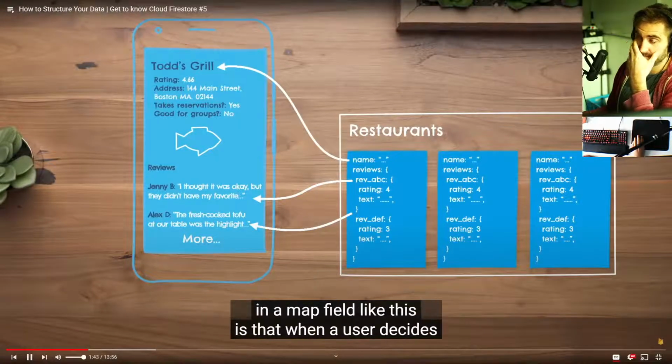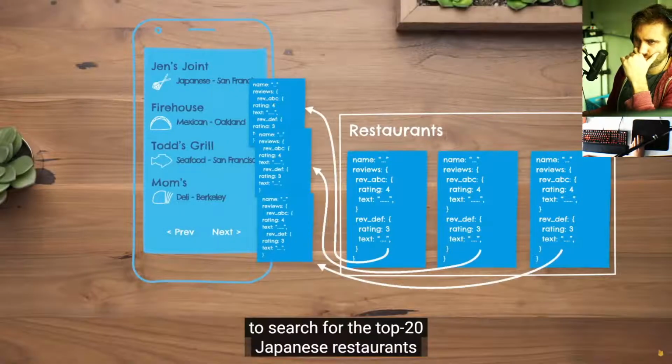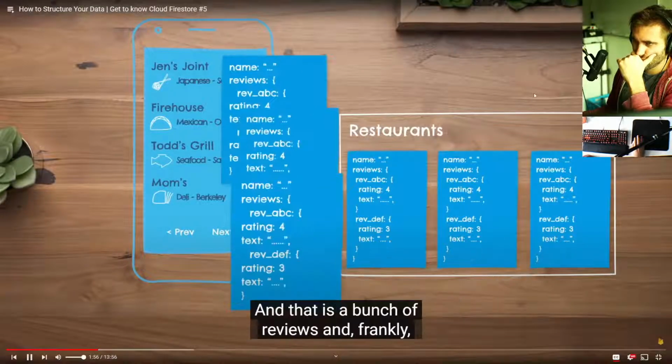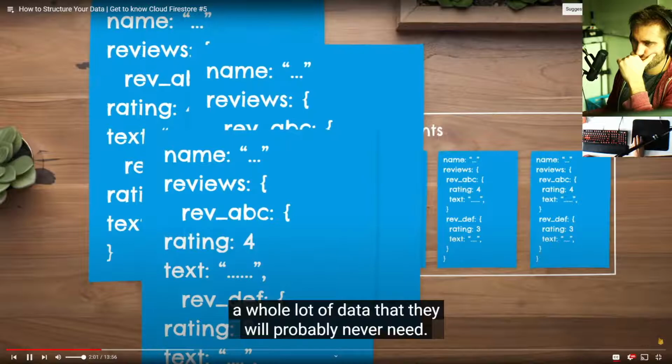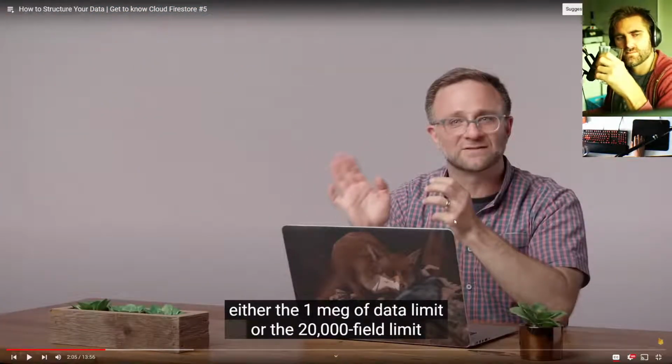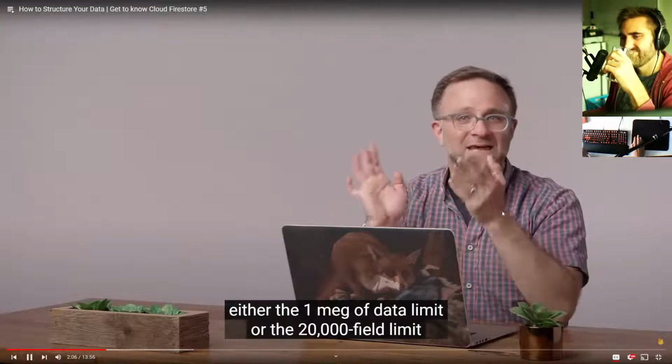One problem with keeping our reviews in a map field like this is that when a user decides to search for the top 20 Japanese restaurants in their city, we're not only grabbing all the information about the restaurant, but we're also grabbing every single review for every restaurant on that list. That is a whole lot of data that they will probably never need. I'm also going to run into limits, either the 1 meg of data limit or the 20,000 field limit if these restaurants get too many reviews.